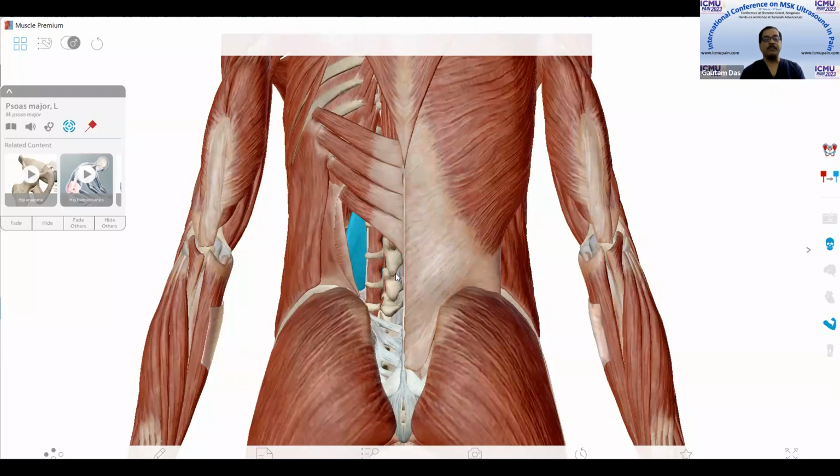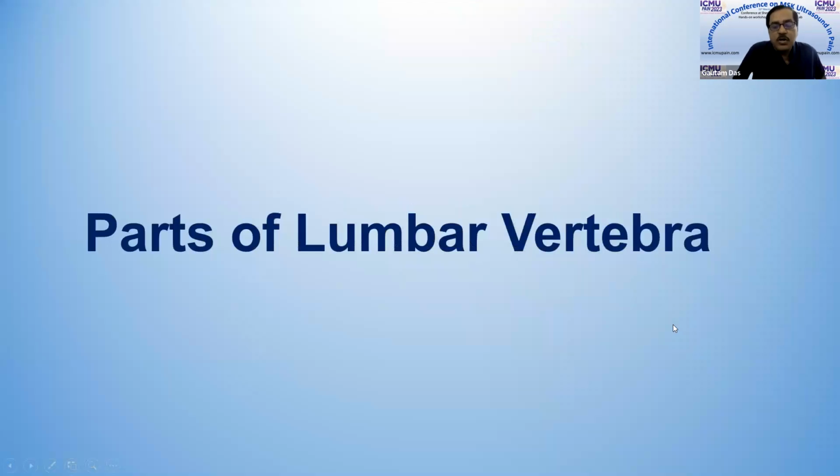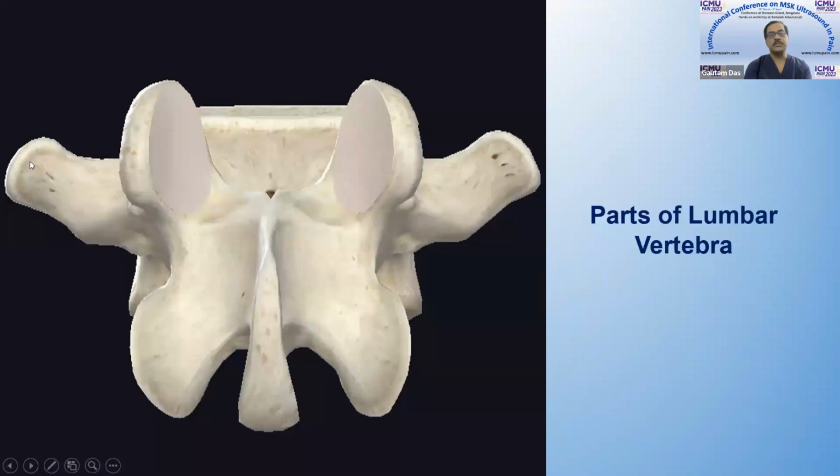And we are having some of the other ligaments. We'll be showing that later on. So parts of the vertebra. You all know these things. This is one of the vertebra. So what are the parts there?